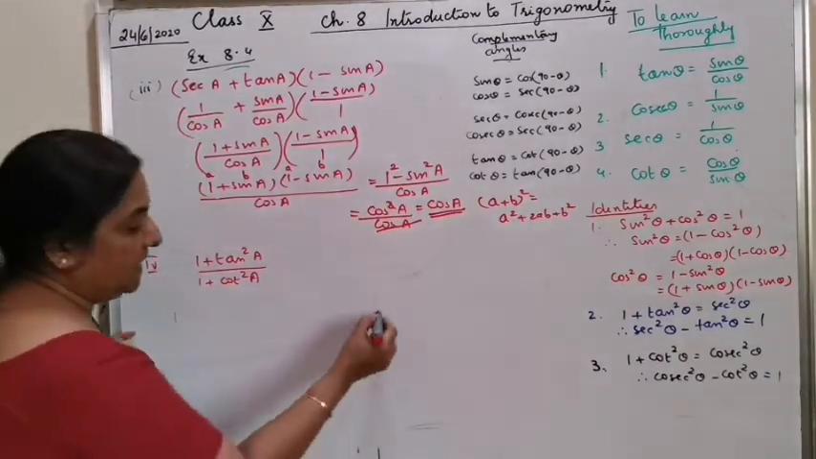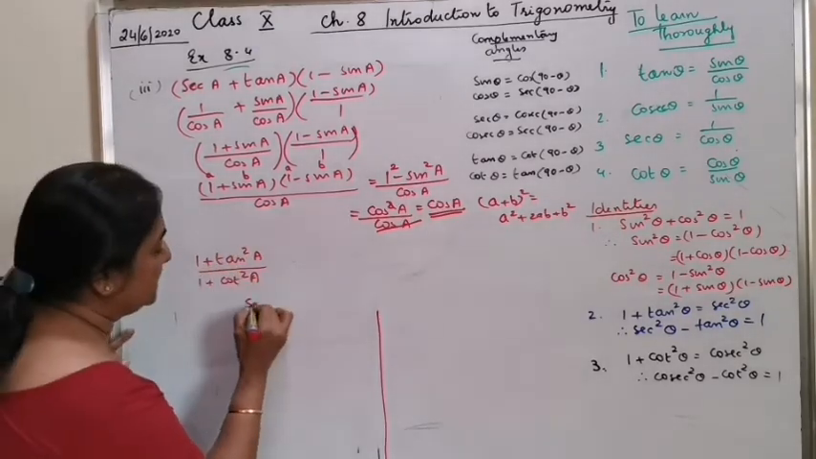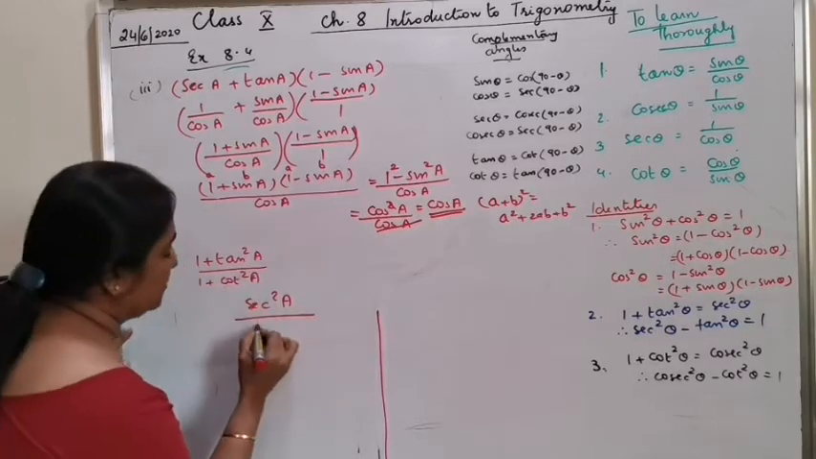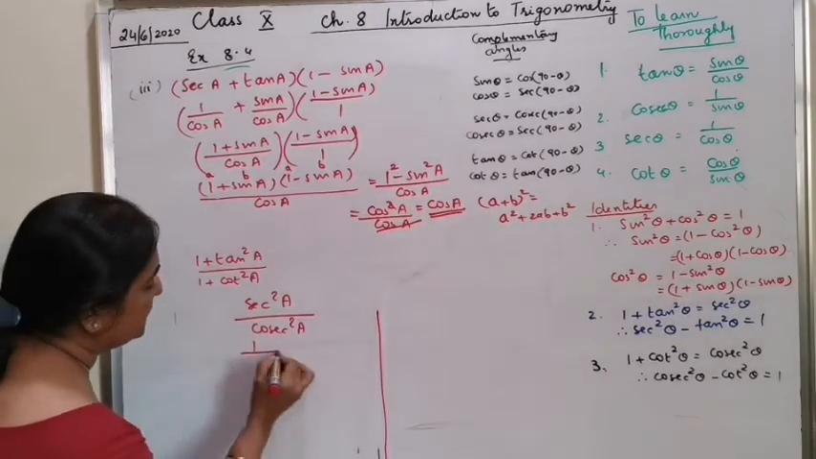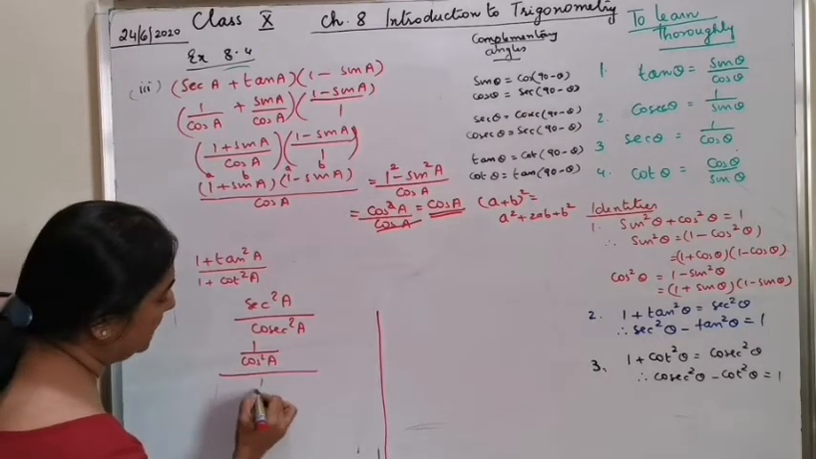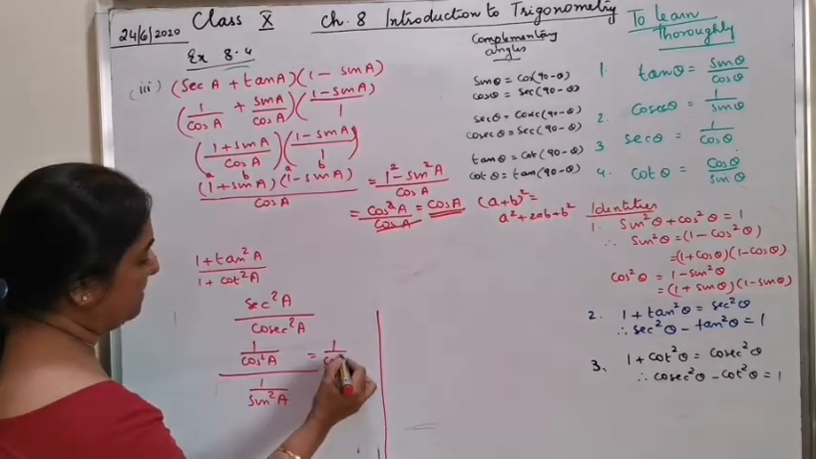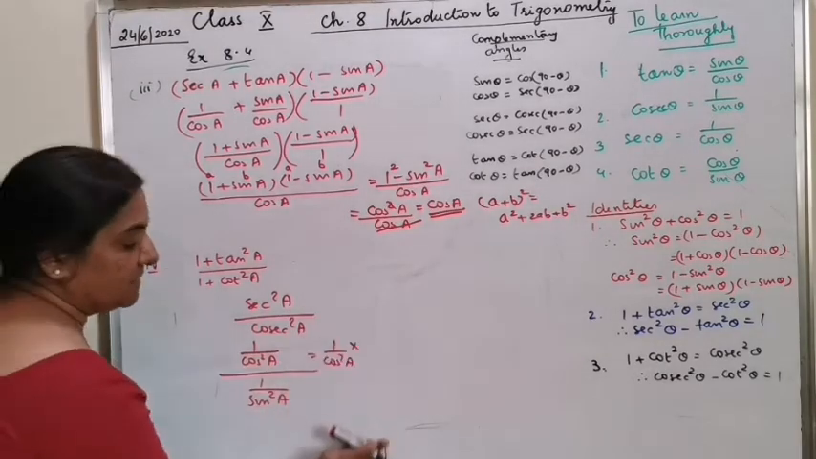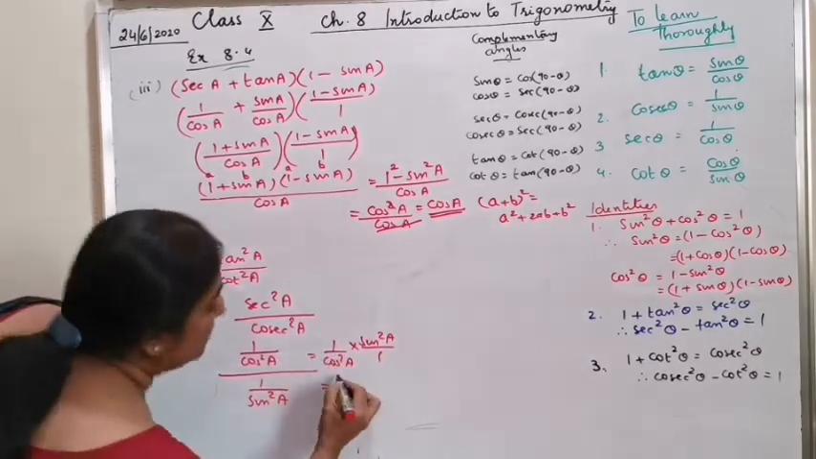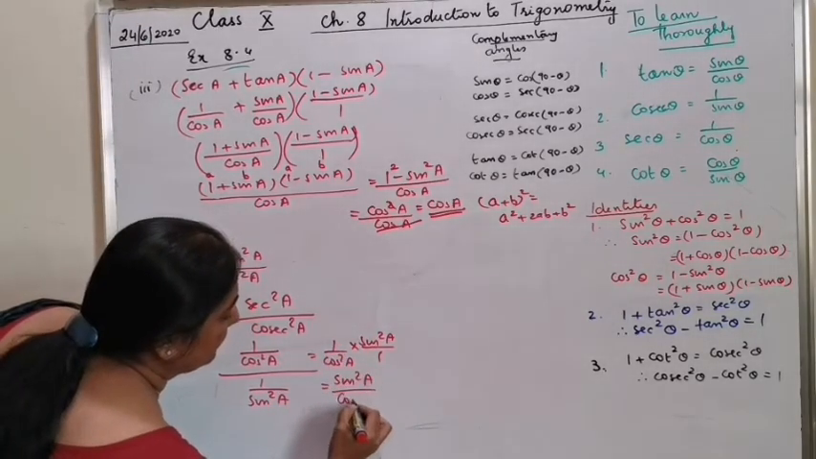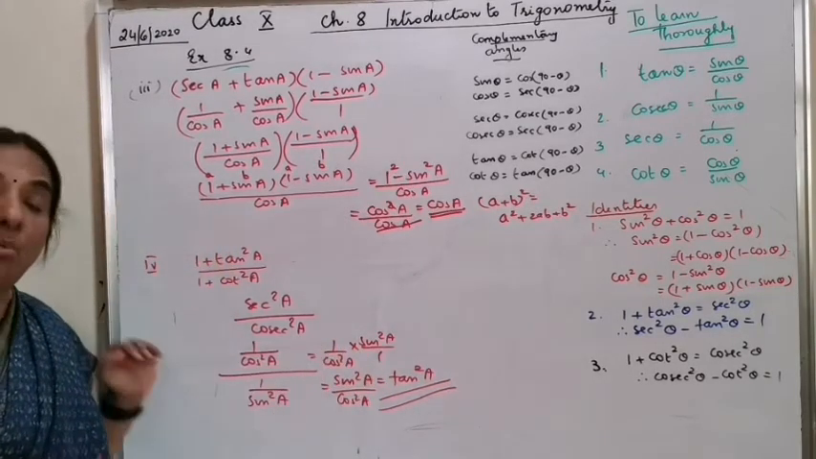The fourth question can be done in 2 different ways. If you remember the identities, 1 plus tan square A is sec square A and 1 plus cot square A is cosec square A, the method is very easy. Now you can change it to 1 by cos square A divided by 1 by sin square A, which is the same as 1 by cos square A multiplied by the reciprocal, sin square A by 1, or sin square A by cos square A, which is equal to tan square A. This is one method.